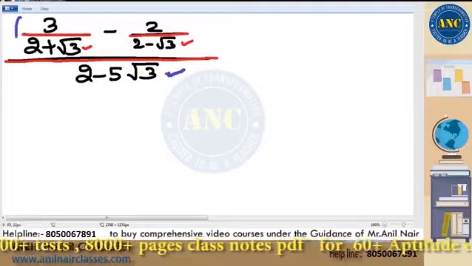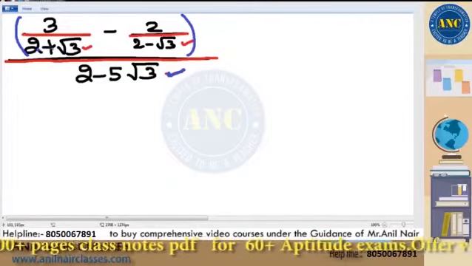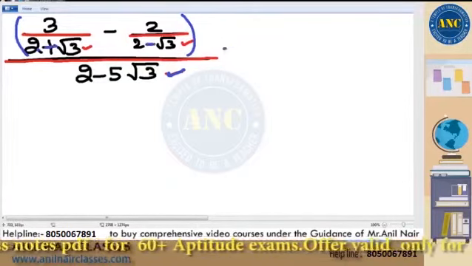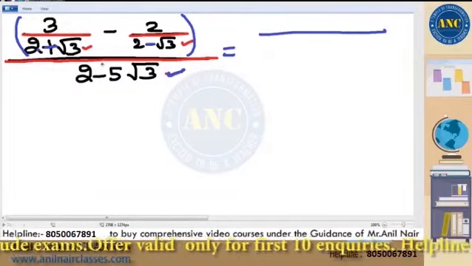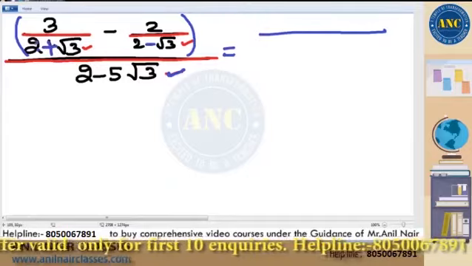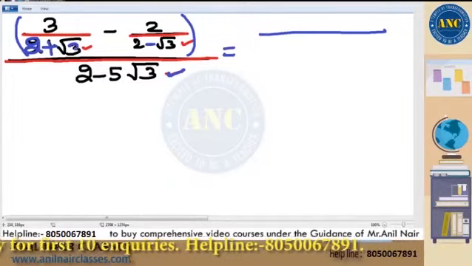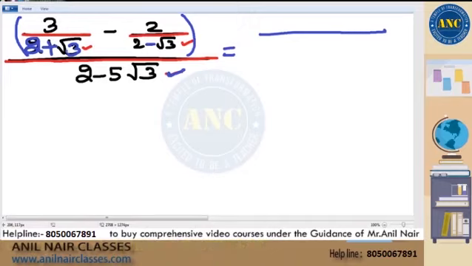Forget about the final denominator, we will see it at the end. Only concentrate on this bracket term: 2 plus root 3 into 2 minus root 3. If I simplify that, the LCM is a plus b into a minus b, which is a square minus b square. A square is 2 square, b square is root 3 whole square, which is 3. 4 minus 3 is 1. Directly write it off, you need not write 4 minus 3 also. And then cross multiply. 3 into 2 is 6. 3 into root 3 is 3 root 3. It is 6 minus 3 root 3. Minus 2 into 2 is minus 4.